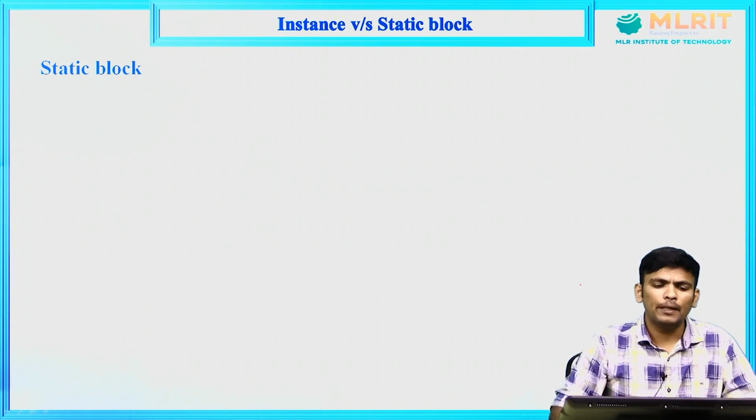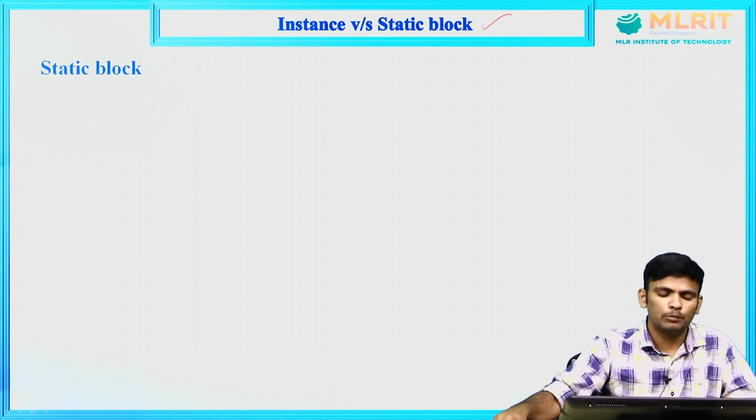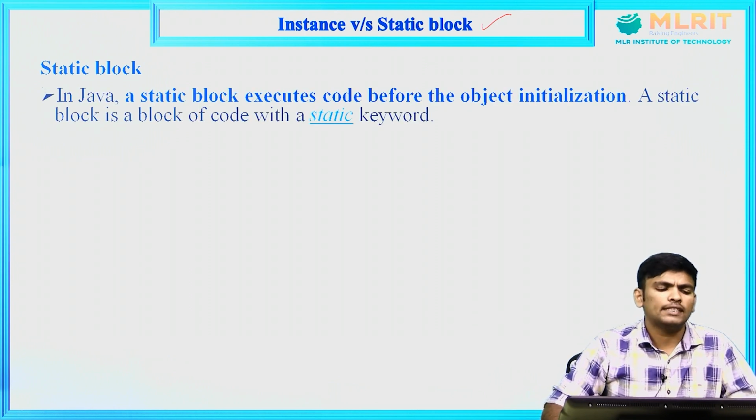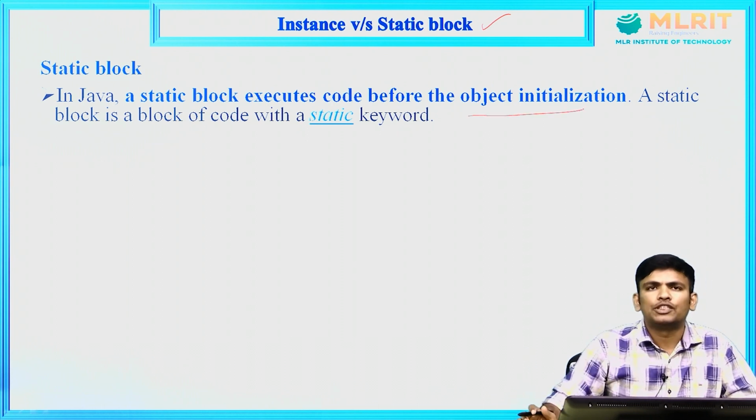Now, coming to instance block and static block. What is a static block? In Java, a static block executes code before object initialization. As we know, static data may be a static variable, a static method, or a static block. All the static data gets initialized while the .class file is loading into the physical memory. So just before object creation, your static data will be created.